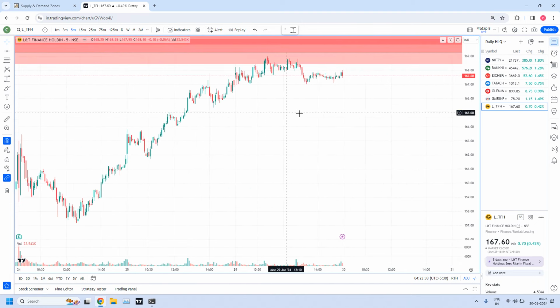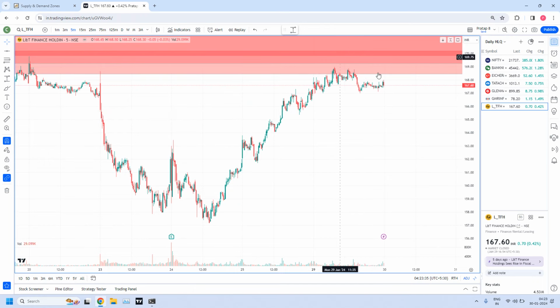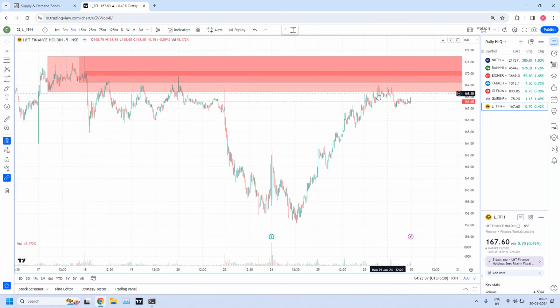But today also prices did not enter into this area, the fine-tuned area. Prices entered into the 75-minute zone, but not the fine-tuned zone. Because it did not enter the fine-tuned zone, the trade is not executed. Maybe next time prices enter again, and if our software lists this stock, definitely we can consider. Remember, you have to consider only when the software lists.